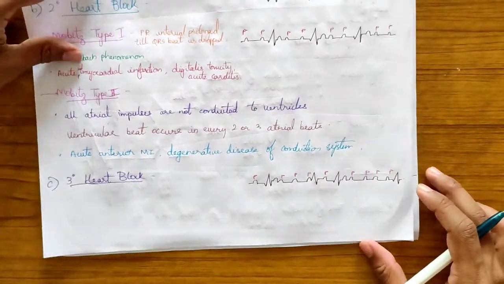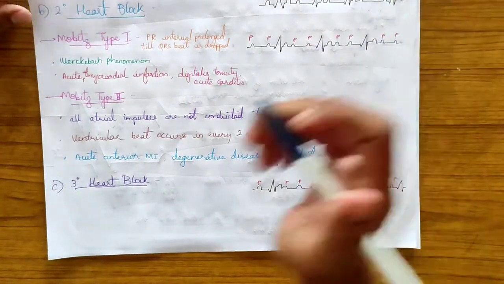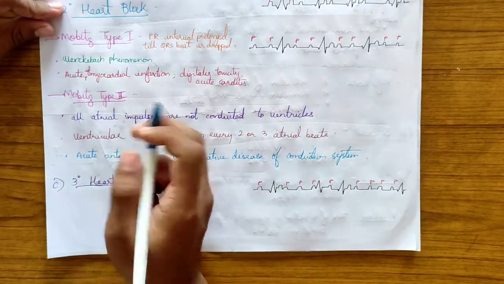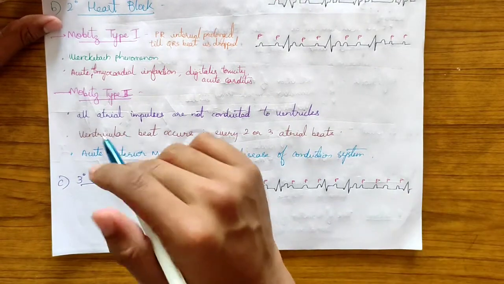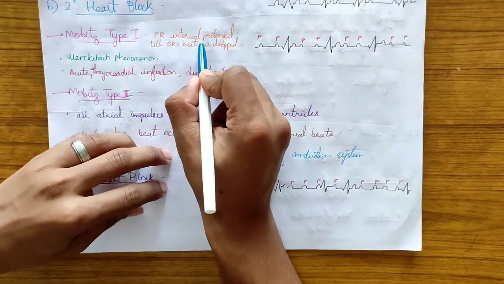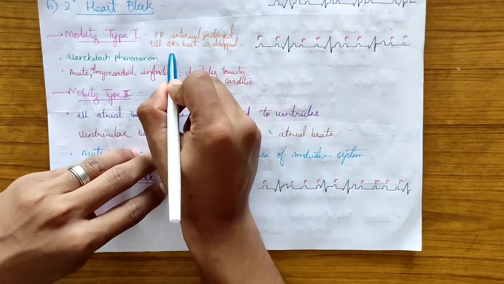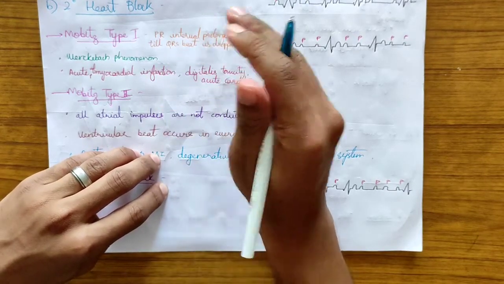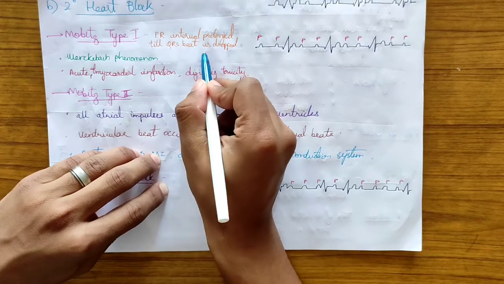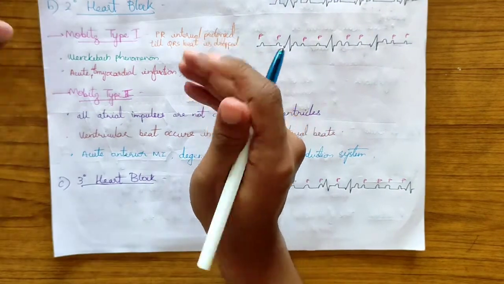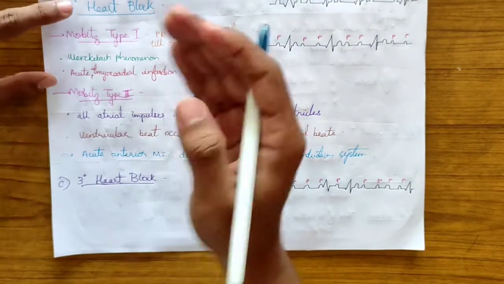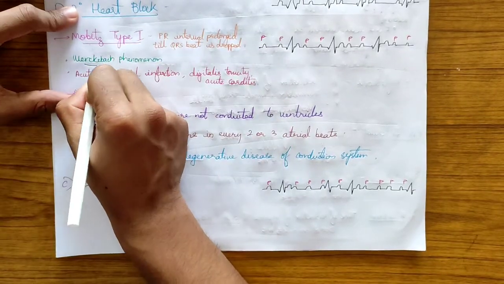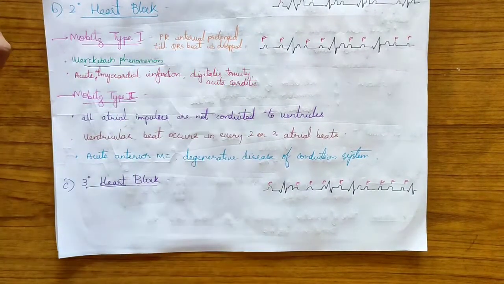The next one is the second degree heart block. It's again divided into Mobitz type 1 and Mobitz type 2 heart block. In the Mobitz type 1 heart block, the PR interval is prolonged until the QRS beat is dropped. So it is prolonged continuously until the QRS beat is dropped. When the QRS beat is dropped, the cycle repeats again. This cycle is known as the Wenckebach phenomenon.